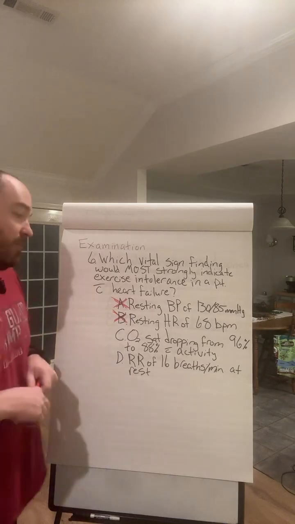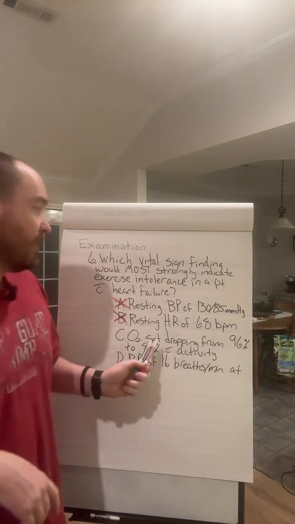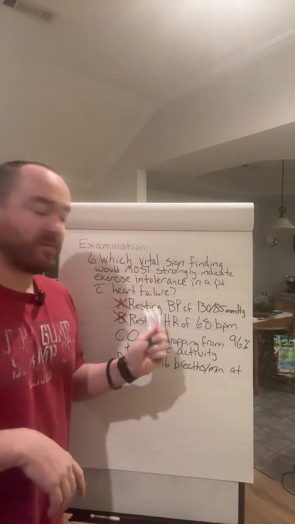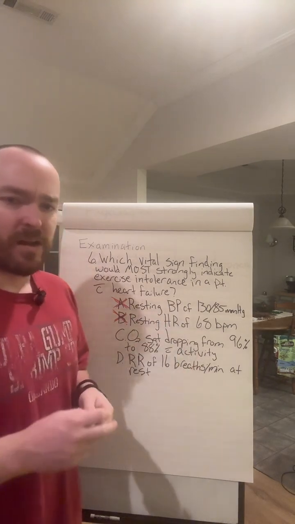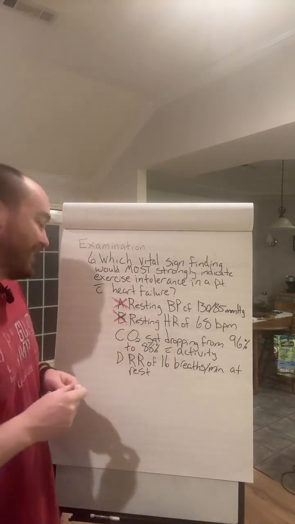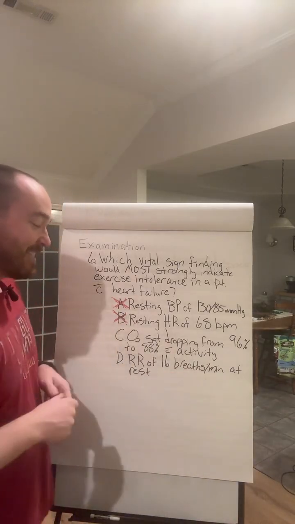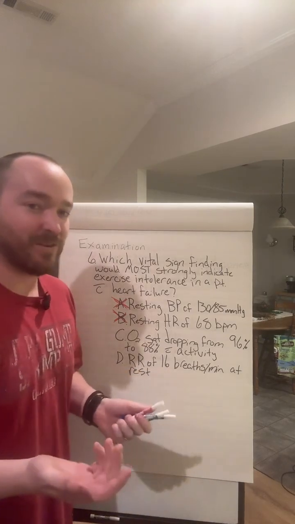C, O2 sats dropping from 96% to 88% with activity. That's pretty concerning, right? Because they have heart failure. We didn't say they have COPD, where 88% is roughly reasonable. You can eliminate anything that says resting. Yeah, good point. Respiration rate of 16 breaths per minute at rest. 16 is perfectly within the parameters of normal also, right?